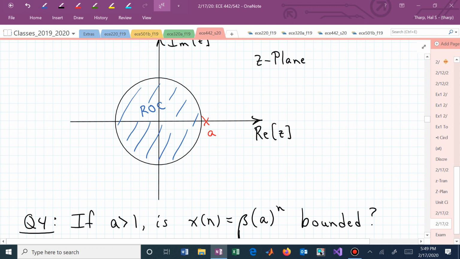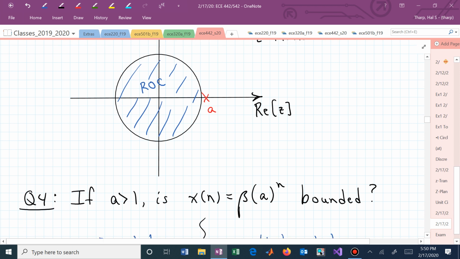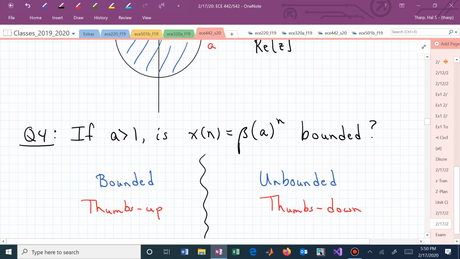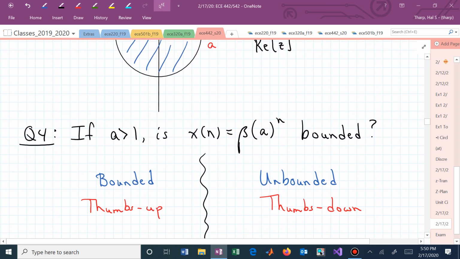If a is bigger than 1, this is question 4: is little x of n, the sequence associated with this picture, bounded? A, the magnitude of A, is bigger than 1. And we have this picture. Again, I'm just going to allow you two possible choices, up or down. Thumbs up if it's bounded, thumbs down if it's unbounded.